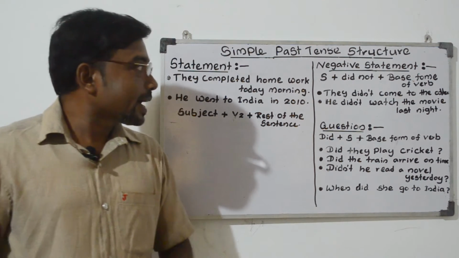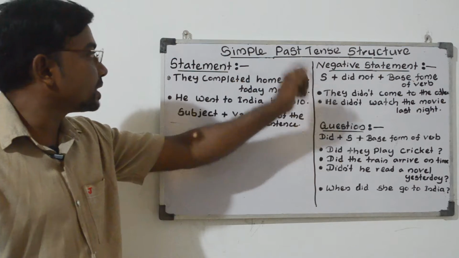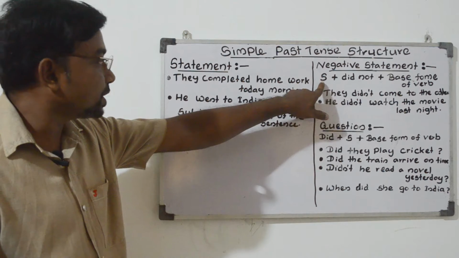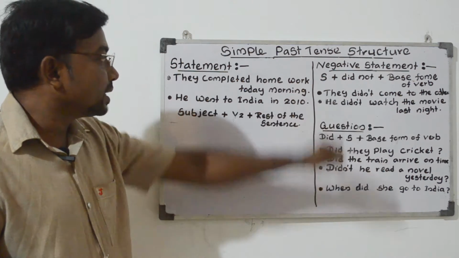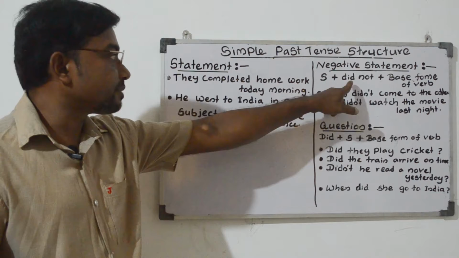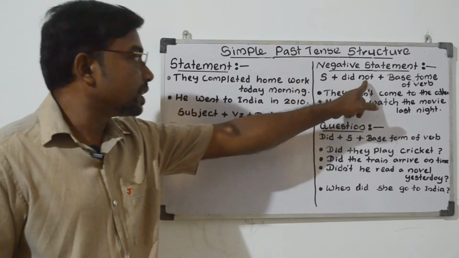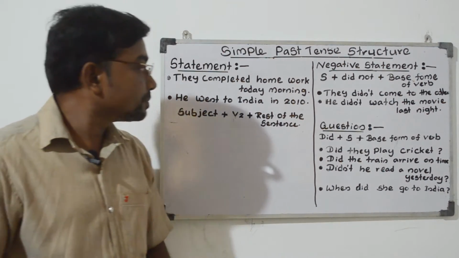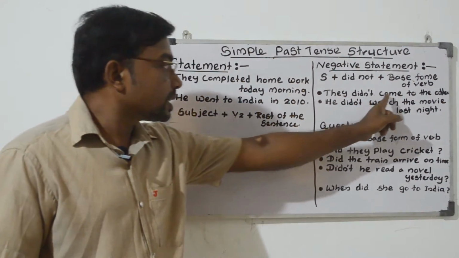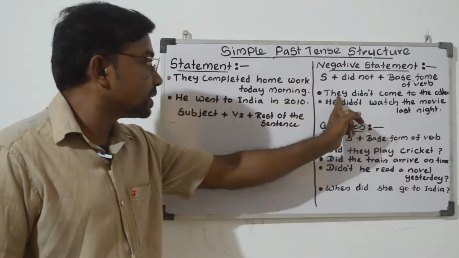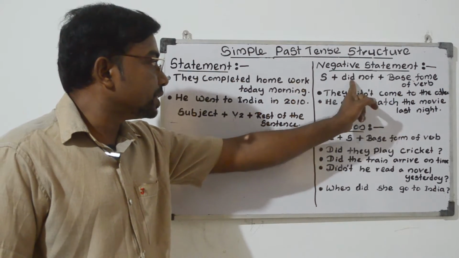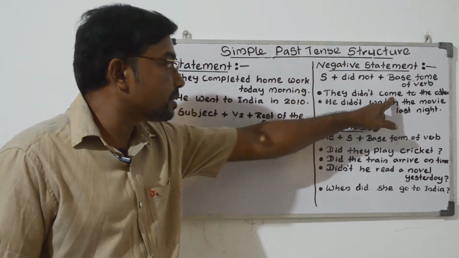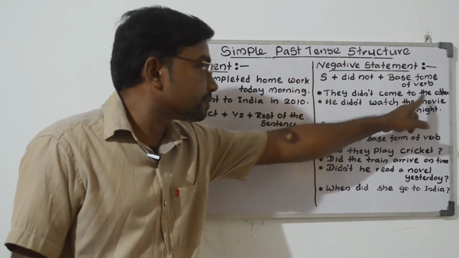Okay, now we are going to look at how to make negative statement with simple past tense. Okay, when you are going to make negative statement with simple past tense, we use subject at the beginning of the sentence, then we use auxiliary verb did with not, did not plus base form of verb, then rest of the sentence. Look at the example. They didn't come to the office. Here subject they, then we use did not. We can contract it, didn't come. Come is the base form of verb, then rest of the sentence.